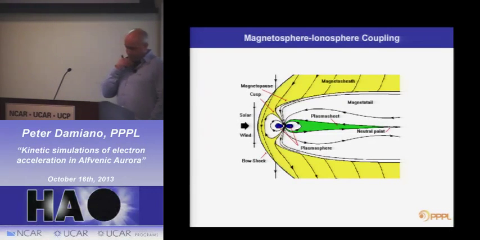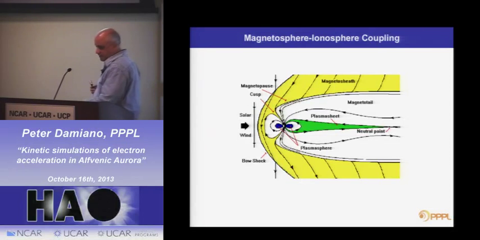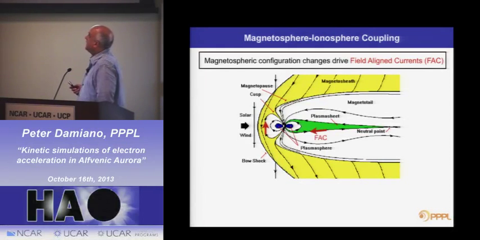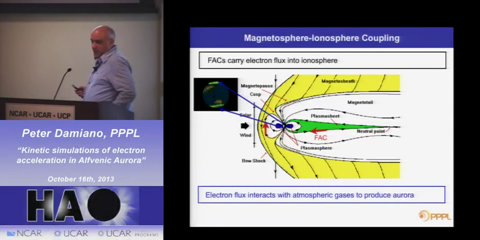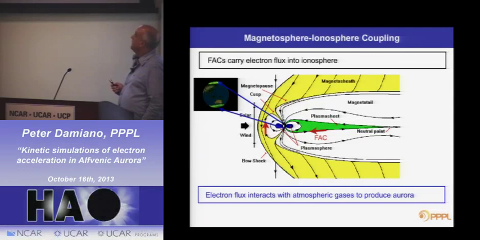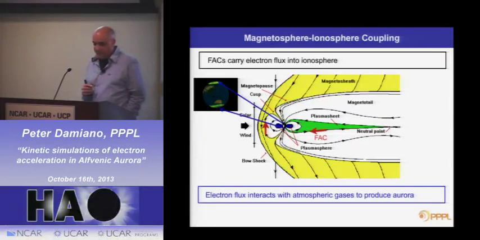So I'm sure you're all very familiar with the classic picture of the magnetosphere here. The solar wind is impinging on the day side, compressing the magnetic field on the day side and giving you the long tail on the night side. The magnetic changes in magnetosphere configuration drive field-aligned currents. And these field-aligned currents travel along the field lines to deposit electrons into the ionosphere. The electron flux that's being carried into the ionosphere by the field-aligned currents can then interact with the atmospheric gases to produce what we see as the visible aurora.